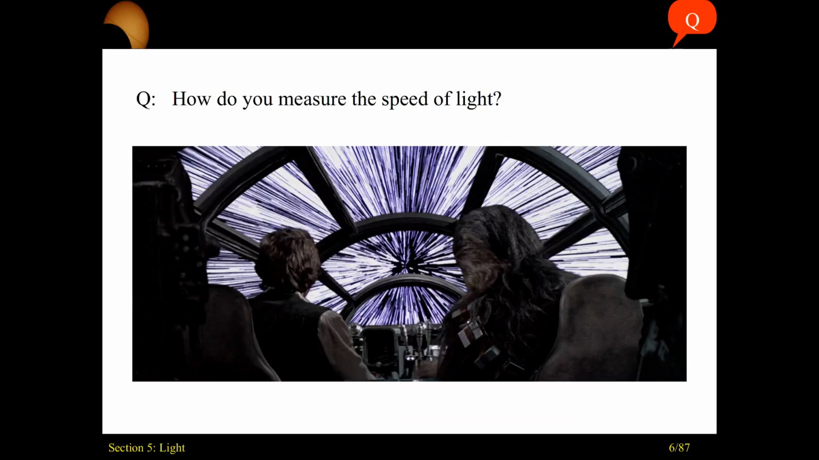So if understanding properties of light helps us understand the universe most, let's talk about easy properties, like the speed of light. How do you measure that? Can you exactly jump in the Millennium Falcon and go for a ride and race along with it? No, that's not possible. So how do you measure the fastest moving thing in the universe?